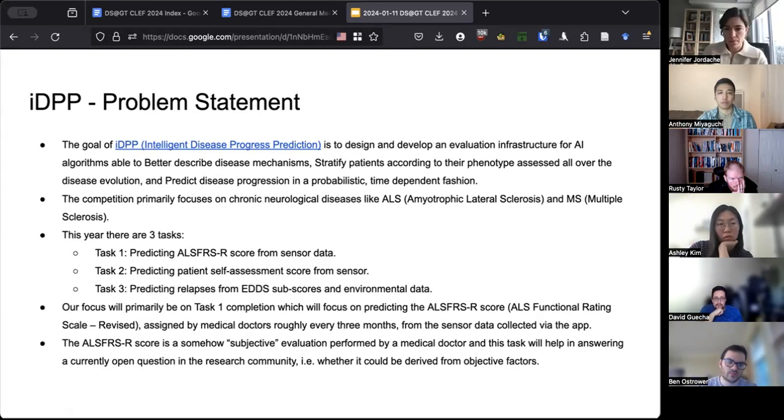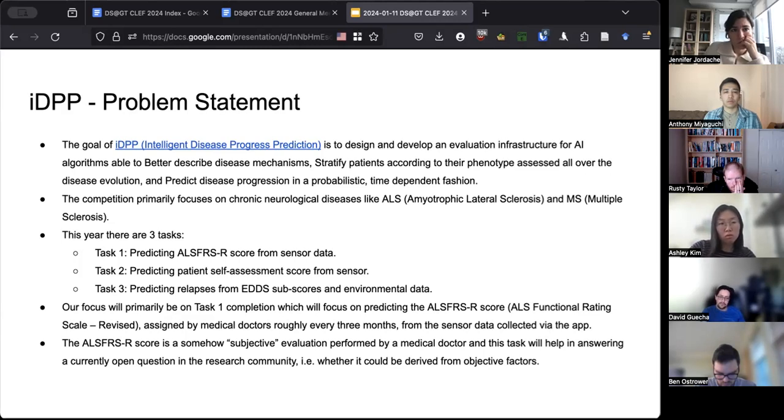Yep. Okay. All right. So as mentioned before, I'll be working on and leading the team for iDPP, which is Intelligent Disease Progress Prediction. It is to design and develop an evaluation infrastructure for AI algorithms. The challenge targets primarily two neurological diseases, ALS and MS. ALS is amyotrophic lateral sclerosis, and MS is multiple sclerosis. Both of these are neurological diseases, which essentially affect your brain and the spinal cord area, and they are chronic in the sense the condition of the patient worsens over a period of time.